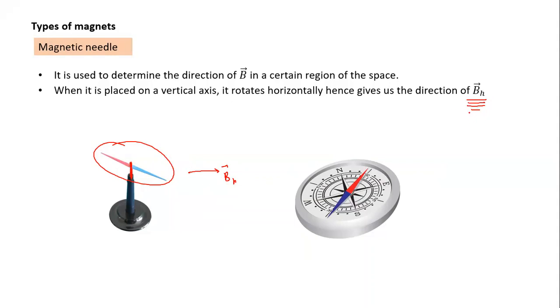This means, for example, suppose I have a B whose direction is like this, and I put a needle. The needle would not give me the direction of B inclined. It will give me the direction of B horizontal, the horizontal component of this vector.